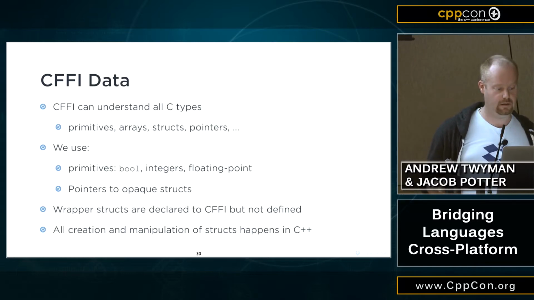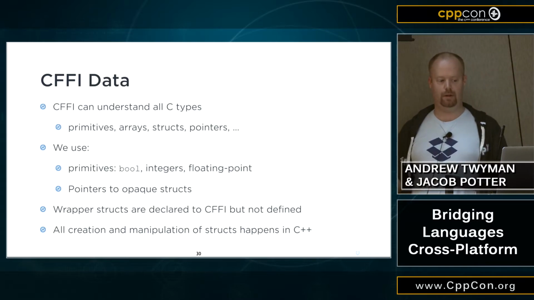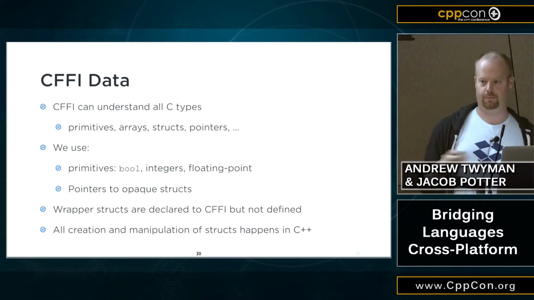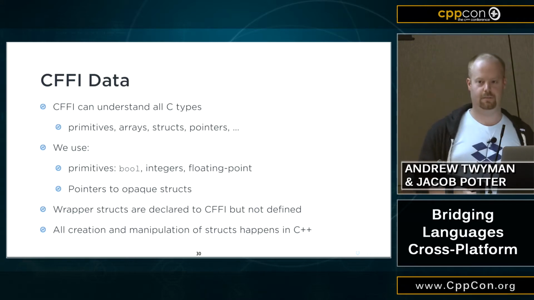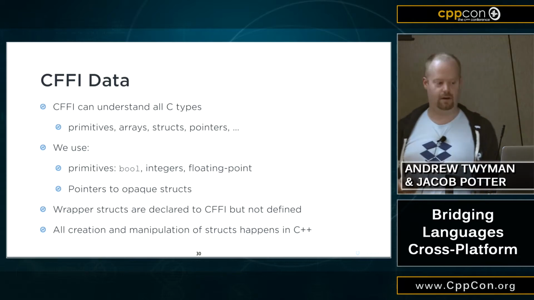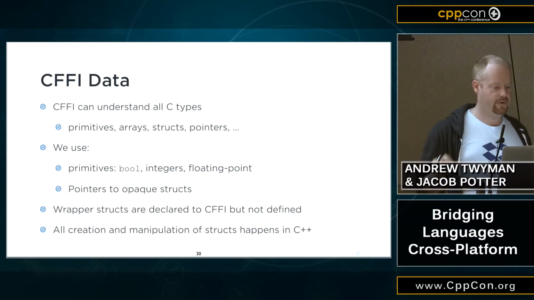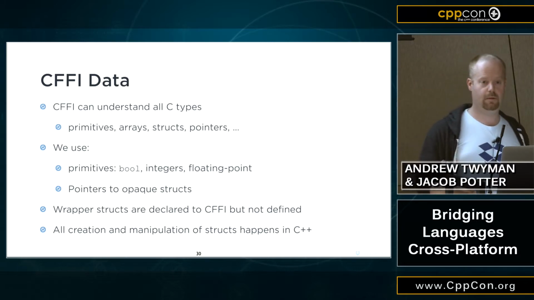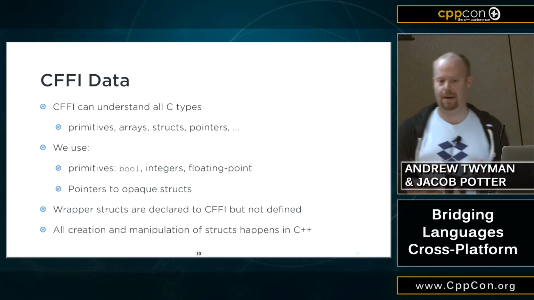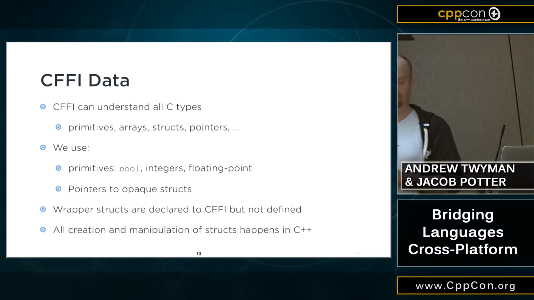So how do you pass data? In theory, you can build a bridge if all you've got going back and forth are bits and bytes. That's what everything is anyway. But it sure helps if you've got some richer types that you can use on the interface. So CFFI can actually understand arbitrary C types, so we can take advantage of that. We don't use all of them. We use all the primitive types, which map directly to what we would use in C++.